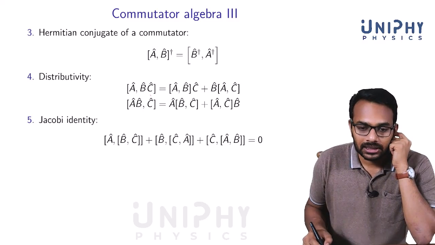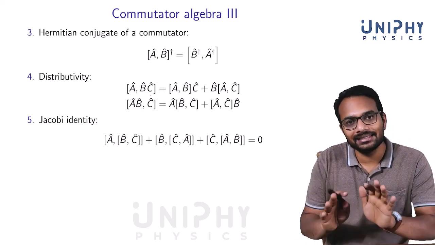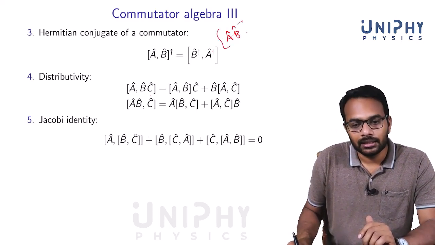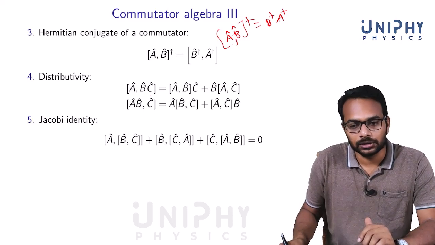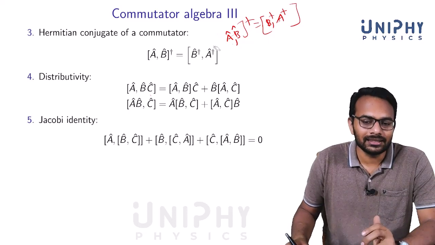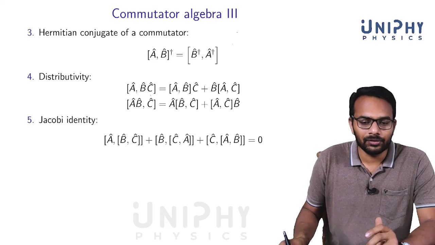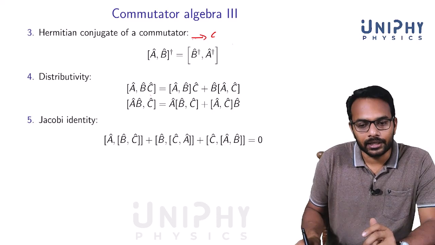We have the Hermitian conjugate of a commutator. [A, B]† is equal to [B†, A†]. In this sense, it acts just like a product: we know that (AB)† is equal to B†A† for a product, and if it's a commutator, this is also true. You can easily show that the basic property translates to this. I leave this as an exercise for you: use the basic definition of the commutator and prove it.